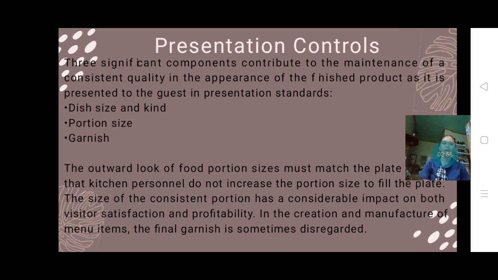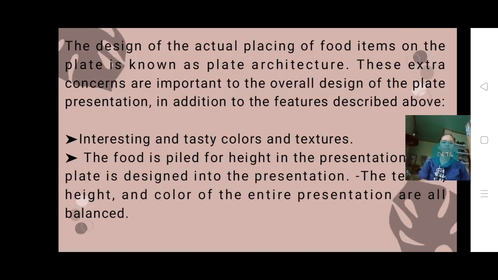For example, a perfectly portioned dish with a well-placed garnish can enhance the overall dining experience, leaving guests impressed and satisfied with both the visual appeal and taste of the food. The design of the actual placing of food items on the plate is known as plate architecture. These extra concerns are important to the overall design of the plate presentation, in addition to the features described above.